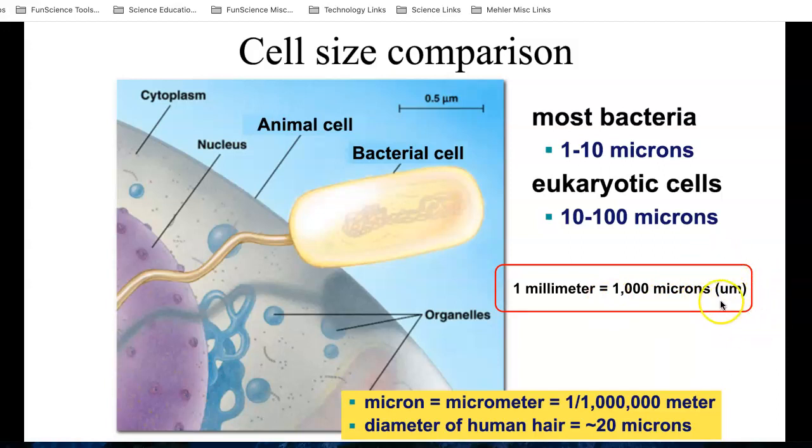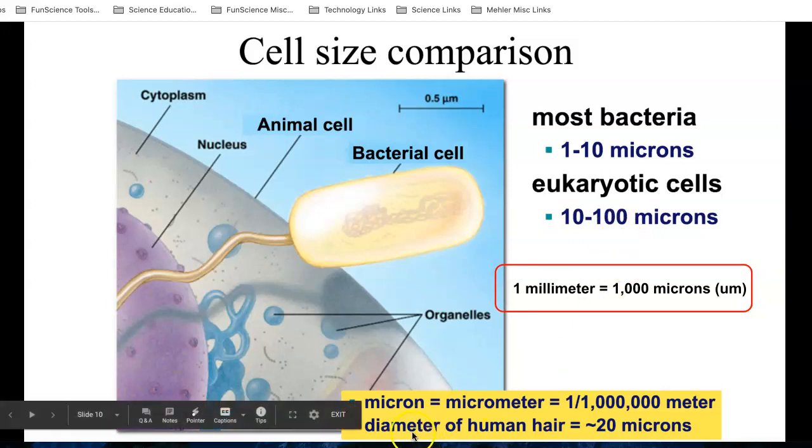the abbreviation for micron is a Greek mu. So for this course, one of the things we want you to do is be familiar with microns. So for example, most bacteria, or prokaryotic cells, are between 1 and 10 microns. They are really, really tiny. Most eukaryotic cells, we'll talk about them later, the cells that we're made of, are from 10 to 100 microns. So look at that, 100 microns. Down here, for reference, we have the diameter of a human hair is around 20 microns.